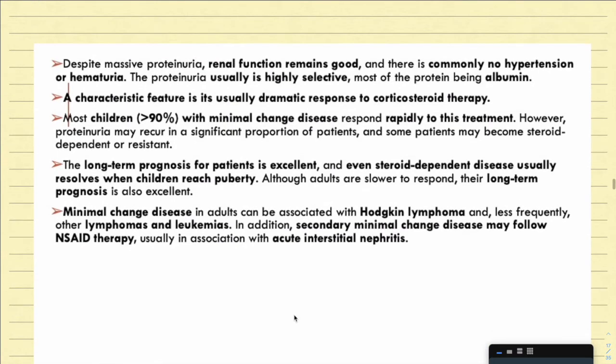So despite the massive proteinuria, the renal function in these patients, children, remains good. And there is commonly no hypertension or hematuria, as was seen in a few patients of membranous glomerulonephritis. The proteinuria, very, very important, is highly selective here. In membranous glomerulonephritis, it was non-selective. So over here, the predominant protein being lost is only albumin.